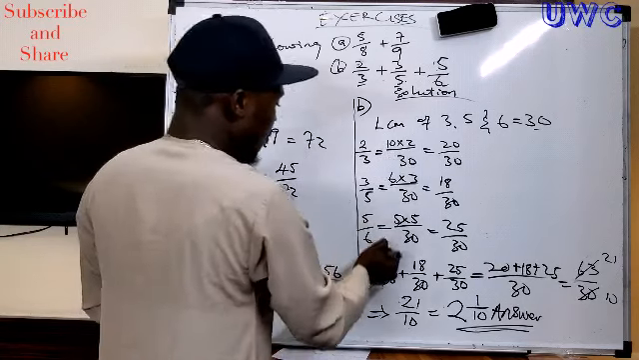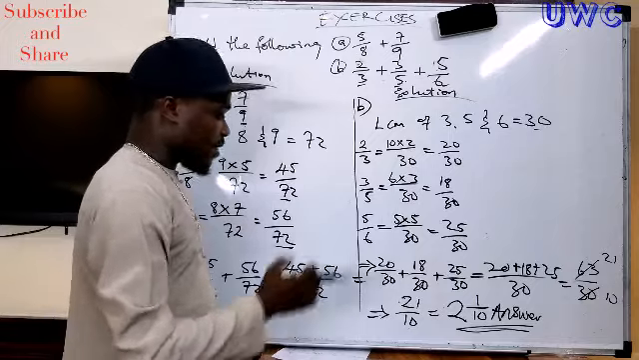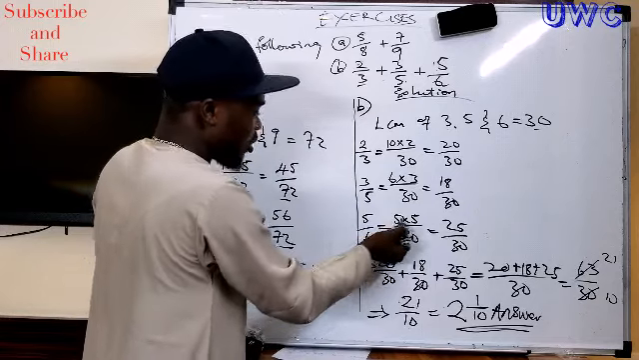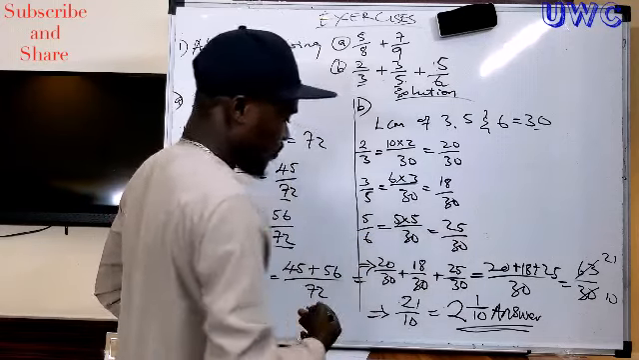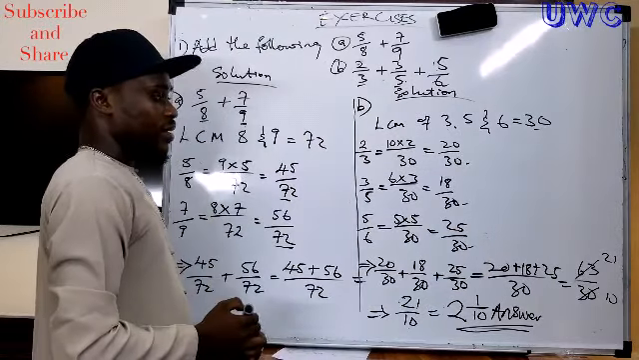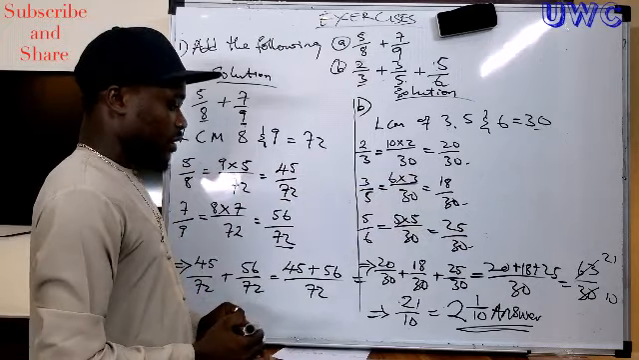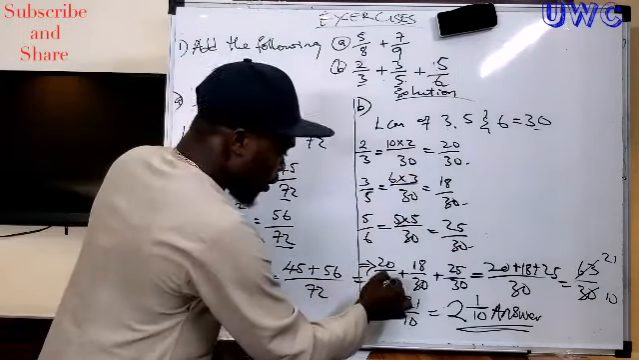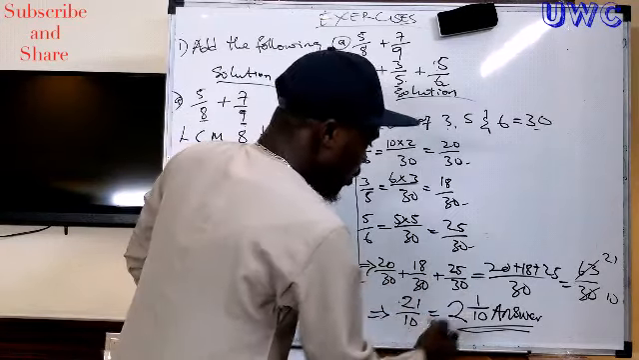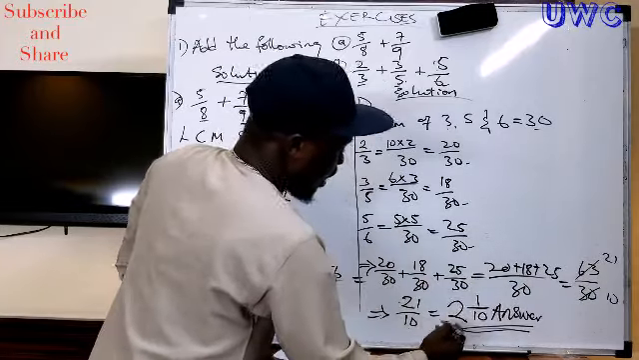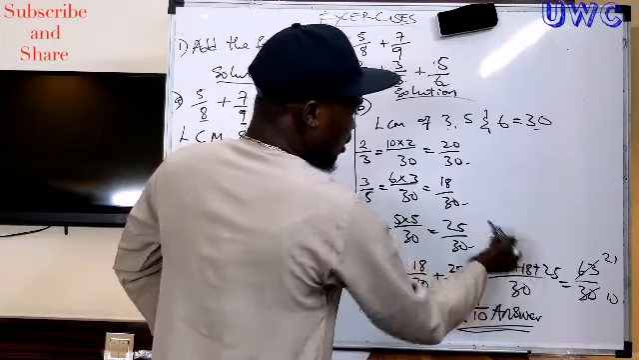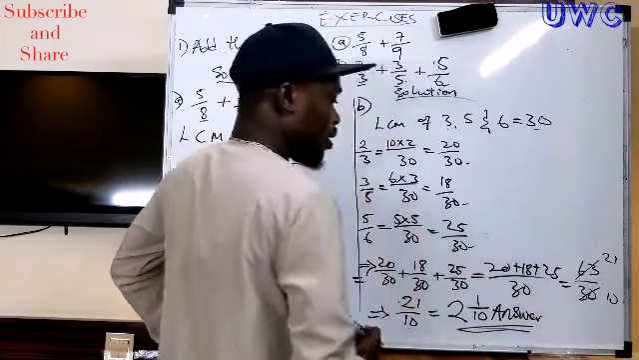And the last, 5 over 6. We'll repeat the same thing. 30 divided by 6 will give us 5. 5 multiplied by 5 will give us 25 over 30. Meanwhile, we've achieved the same denominators. Therefore, we can now sum up. 20 over 30 plus 18 over 30 plus 25 over 30, with 30 as the denominator. And we now sum up the numerators. 20 plus 18 plus 25 will give us 63.